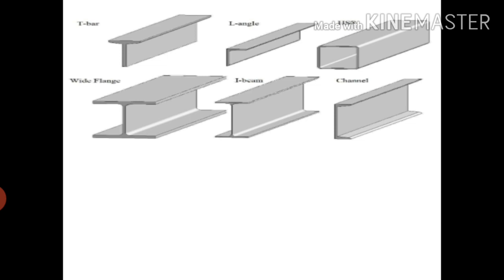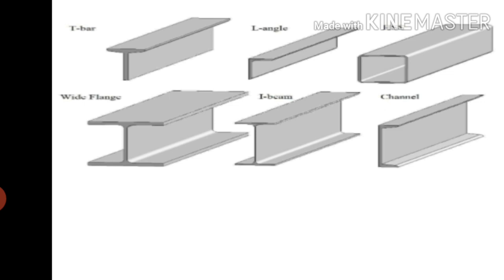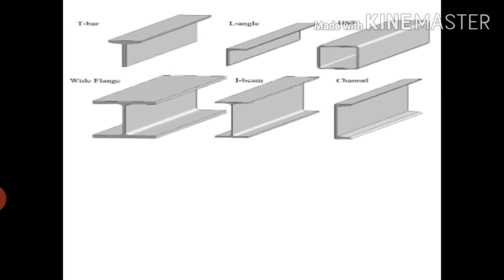So these are the sections which are generally used in steel structures as a beam element. A T-bar can be used as a beam element. Angle sections are also used as steel beam sections. Then the hollow sections are also used as a beam element. Then the wide flange beam, generally called an H beam, can also be used as a beam element. Then the I beam is also used as a beam element, and the channel sections. So these are some of the sections which are used as a beam element.